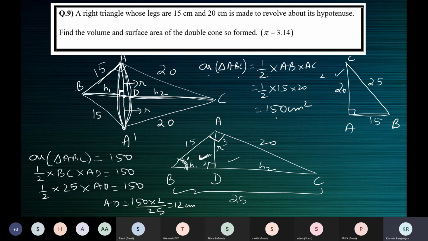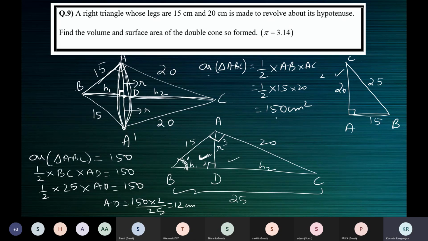So find the area of the whole triangle. That's all. Find the area of the whole triangle ABC, half base into height, 150. Now use the hypotenuse as the base and AD as the altitude. So like that you can find AD. That is, the radius is 12 centimeters. And I told you radius is sufficient. You don't have to find the rest. Once you find the radius, you can proceed to find volume and surface area.